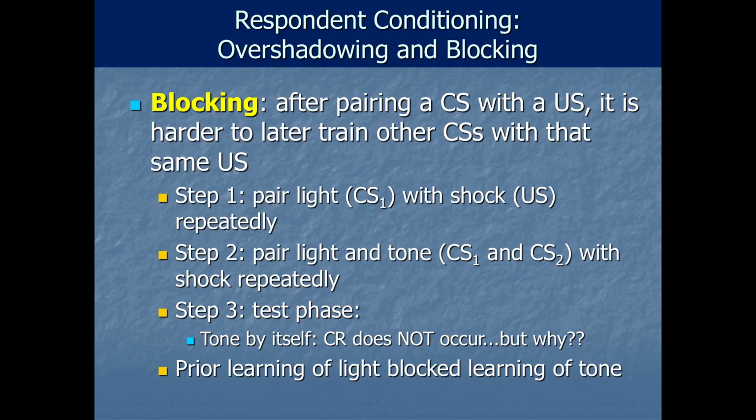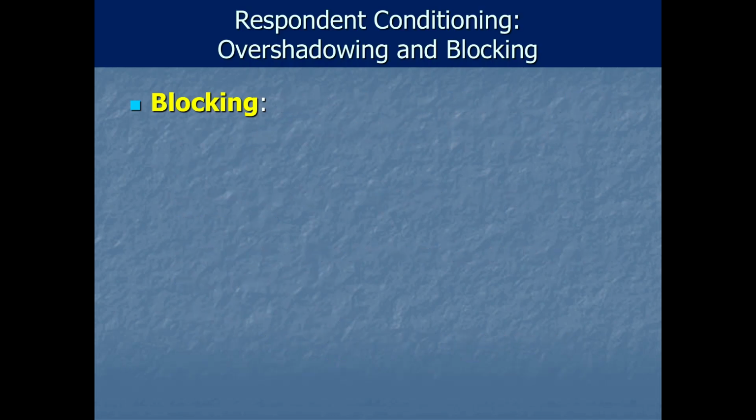Basically, what we think is going on is the prior learning about the light blocked learning of the tone. Now, why does that happen? What's going on here with blocking?